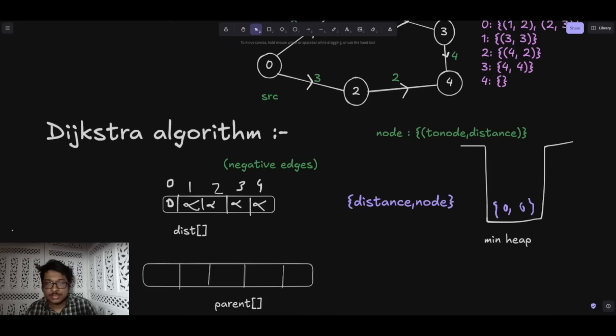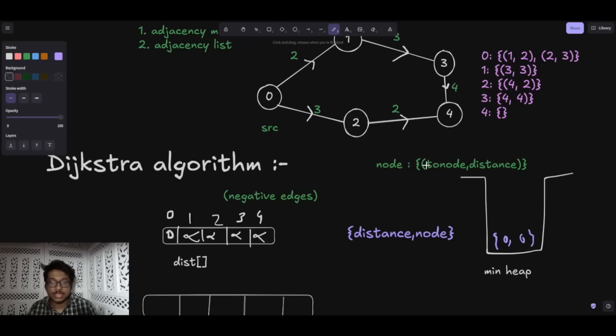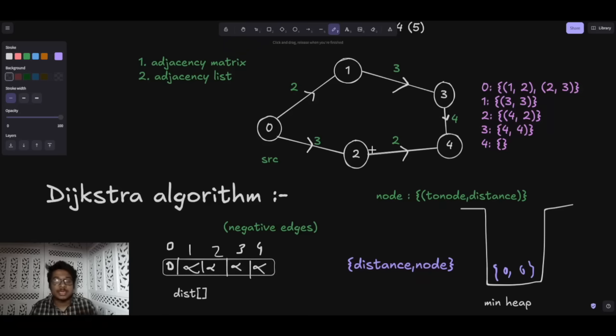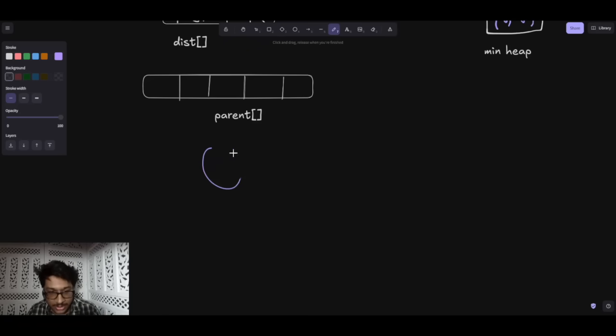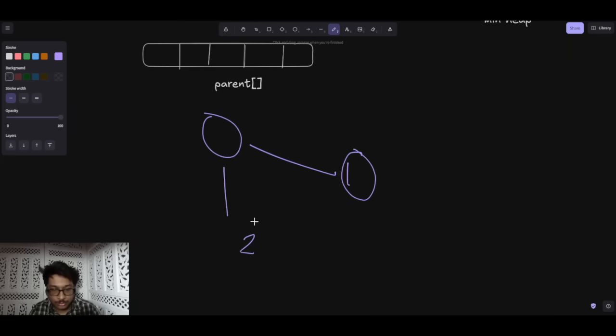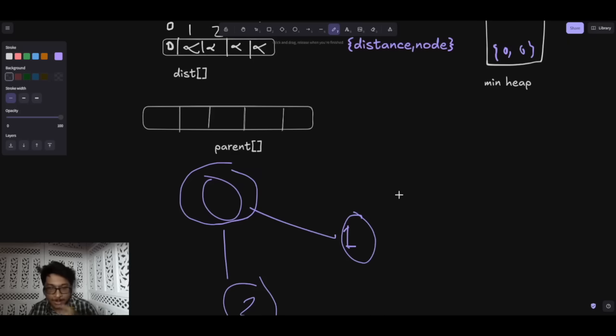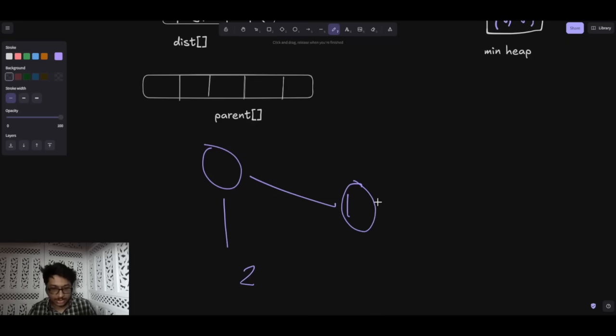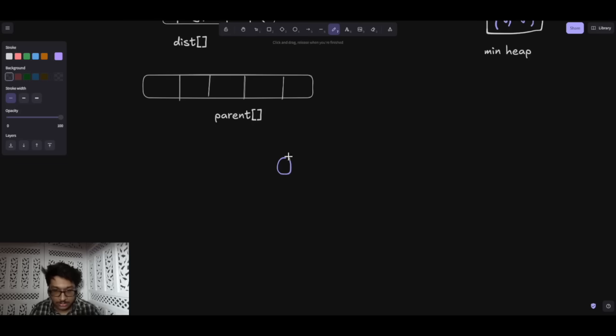Okay, so 0, 0. What I have to do here is, from 0, what are the neighboring nodes? From 0, where can I reach? From 0, I can reach to 1. I can also reach to 2. Let me do this in a bit better way. From 0, I can reach to 1. I can reach to 2.